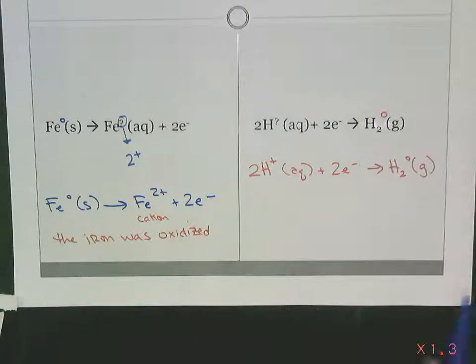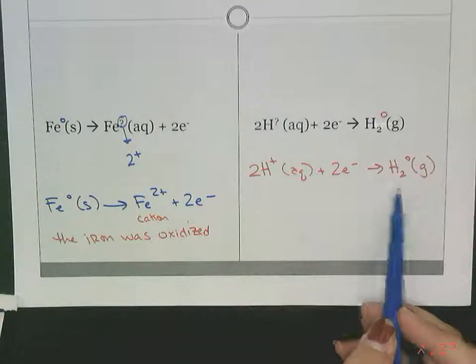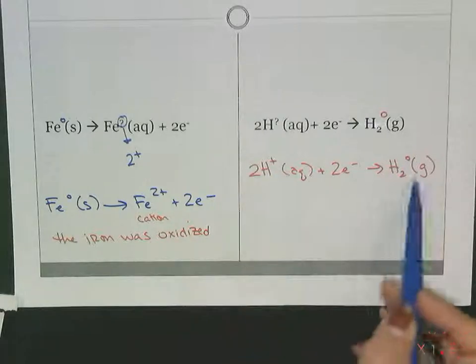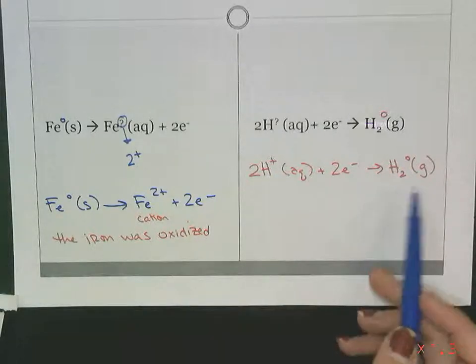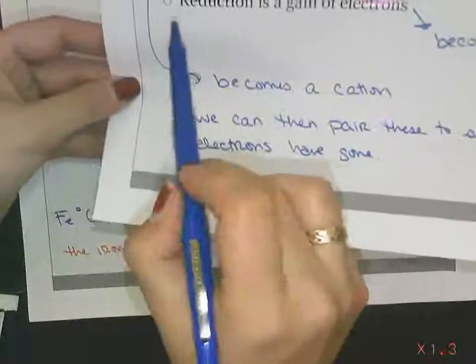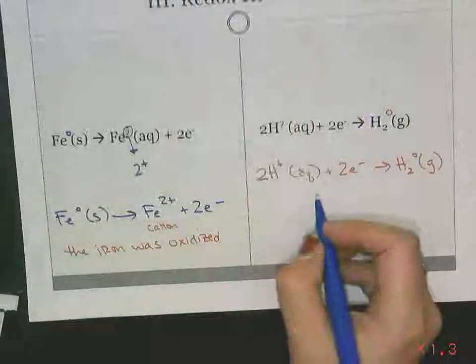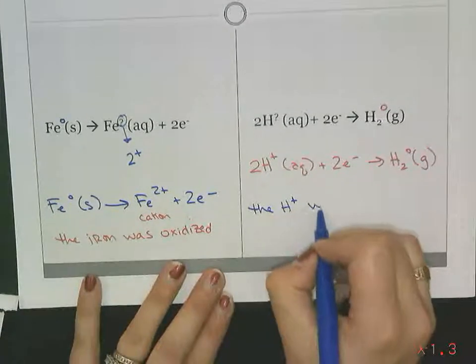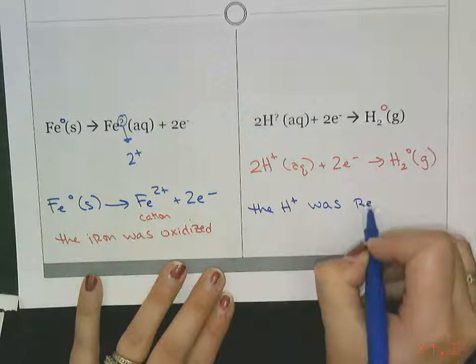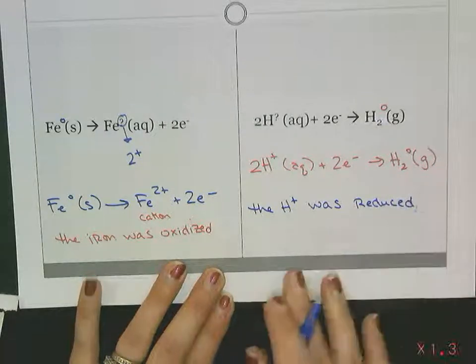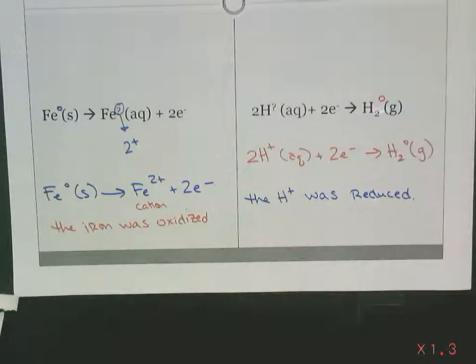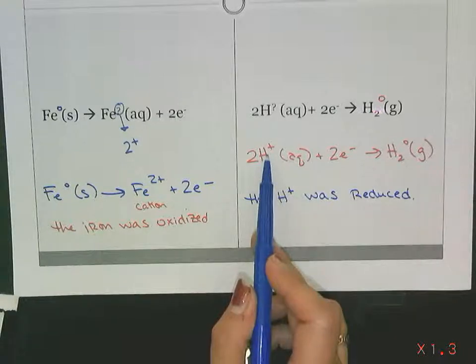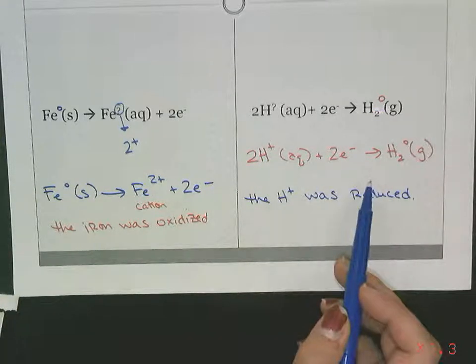So I've gone from +1 to 0. I have now done a reduction. So we would say in words, the proton or the H plus was reduced. You can think about it in that it reduced its charge, right? It was +1, it went down to 0, it had a reduction in charge. You can think about it in terms of it gained 2 electrons. All correct.